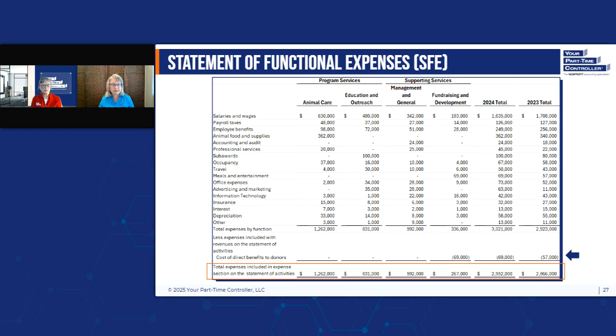When we have expenses that are reflected on the statement of activities as a deduction from revenue, we still report those costs by their natural classification and function above, but then subtract them out in order for this report to agree to the statement of activities. Let's see if we can get this total to tie back to the Form 990.